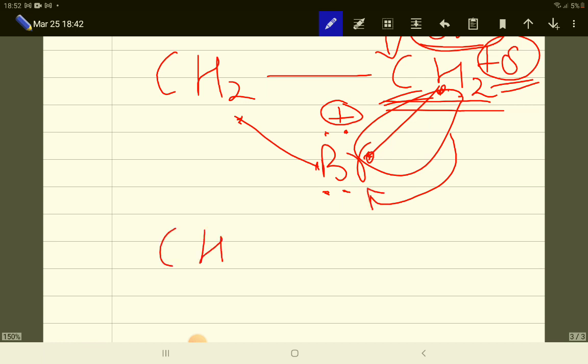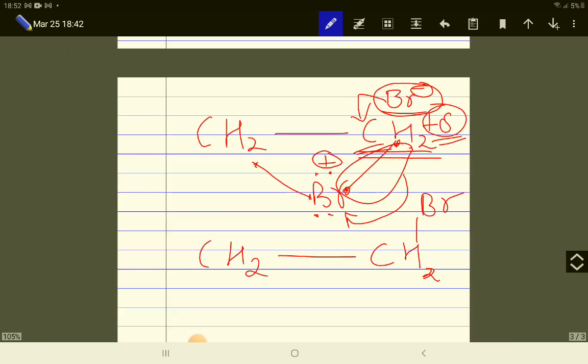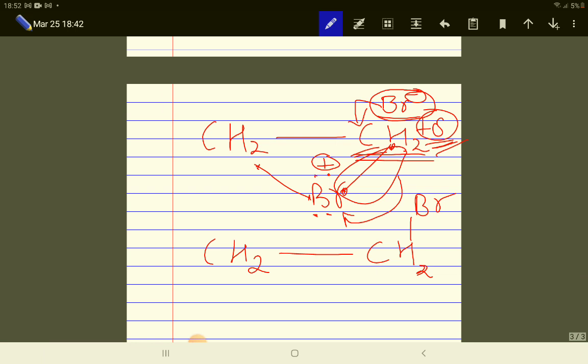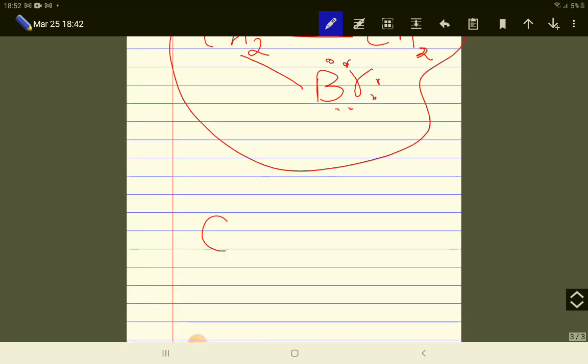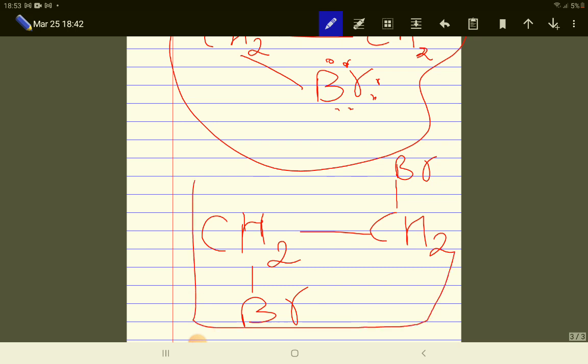So it looks something like this: CH2, CH2, Br. And I told you, this positive charge slowly recedes. So the bromine which is attached over here, its positive charge also recedes, so it attains a complete octet like this. Now it comes back to its original position. So this structure can again be written as something like this: CH2, CH2, Br, Br.